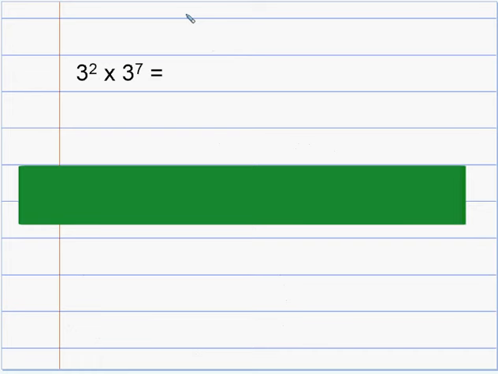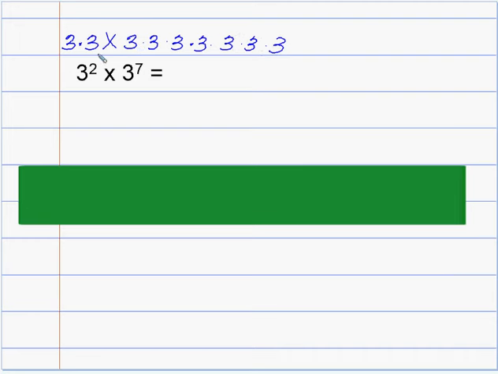This expression, or this equation, 3 squared times 3 to the 7th power, there are a couple things we can do here to help us out. And there's a property of exponents that we can use, and I'm going to illustrate what that is here. 3 squared would be 3 times 3. The base used twice. Okay, times 3 to the 7th power would be that base, 3, used 7 times. So 1, 2, 3, 4, 5, 6, 7. Did I get them? 1, 2, 3, 4, 5, 6, 7.